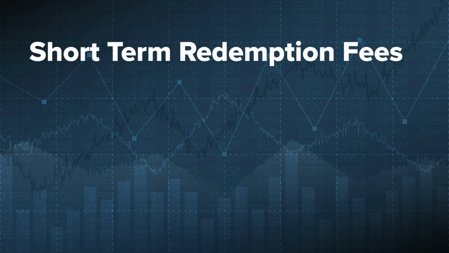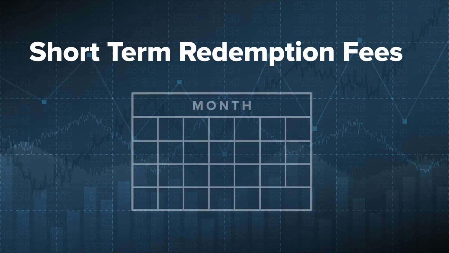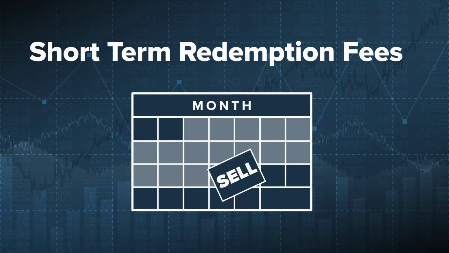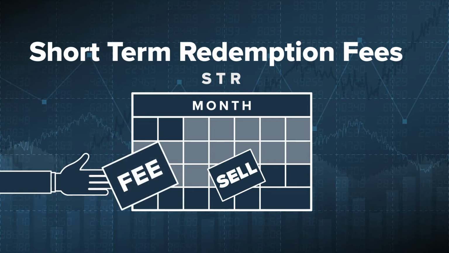Short-term redemption fees. Funds that want to discourage short-term trading, which is often disadvantageous to the fund's investors, impose short-term redemption fees. These are often referred to by their acronym, which is STR fees. This fee is typically imposed for redemptions occurring within 7 days to 6 months of the original purchase.